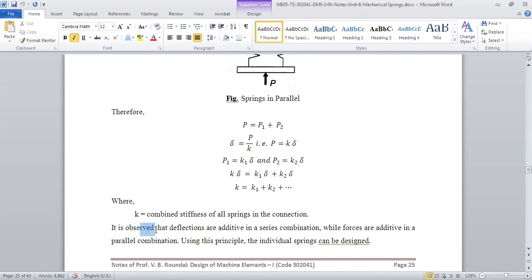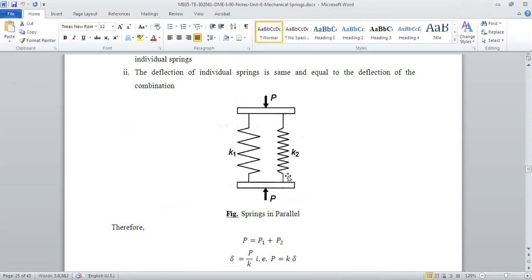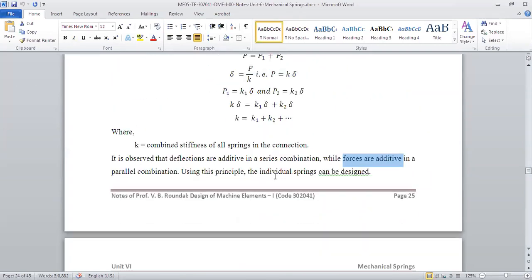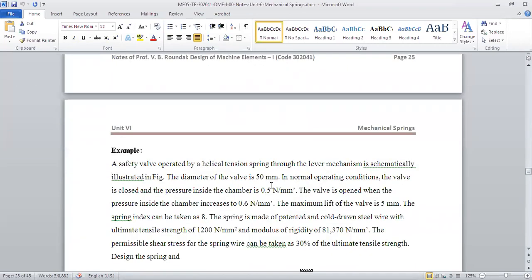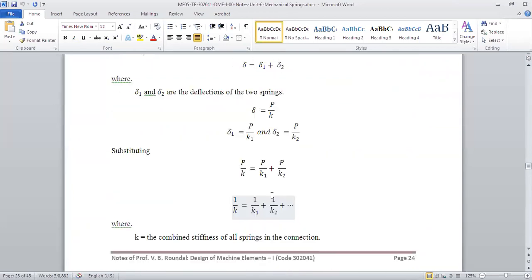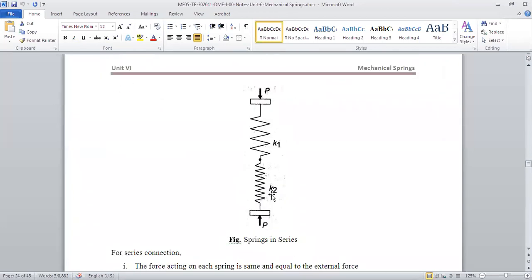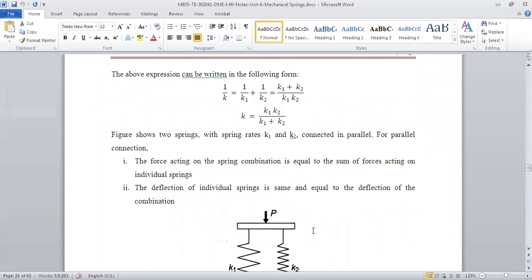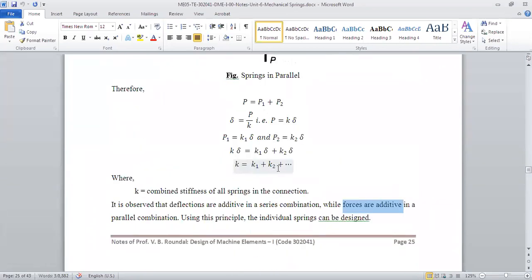What we can observe is that deflections are additive in the case of series. If the springs are in series, we can add the deflections, but we can add the forces in the case of parallel. If the springs are in parallel, we can add the force, but if it is in series, we can add the deflection. That is a general observation. Basically, what we have seen is how to find the resultant or combined stiffness if the springs are attached in series or in parallel. In the case of springs in series, K is equal to K1 K2 upon K1 plus K2. In the case of parallel, it is simply K1 plus K2 plus Kn.